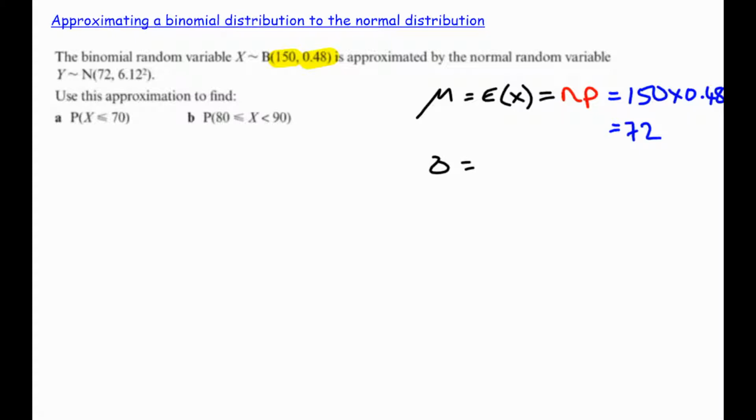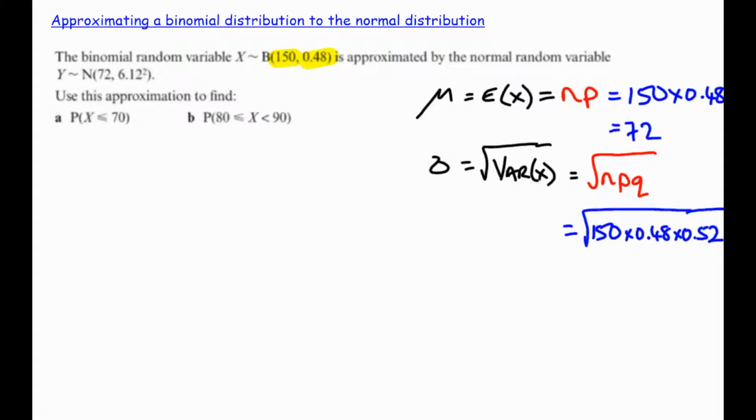We're also going to need to know the standard deviation for the normal distribution, which we can find by taking the square root of the variance of x. In the binomial, the variance was calculated by doing n times p times q, where q is the probability of failure. You can refer to it as 1 minus p. Calculating that, we get 150 times 0.48 times 0.52, which is 6.12 to 2 decimal places. Don't forget that's the standard deviation, so as we write the distribution, we'll write it with the squared to make sure we're representing the variance. Those things have been approximated and we're confident that we know how to produce those for ourselves.